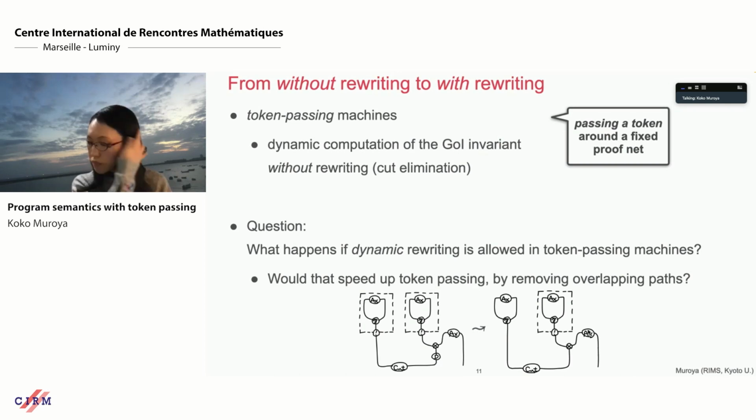So if we first do cut elimination and then do the token passing, we're supposed to get the same result. But what happens if we start token passing on this net, and in the middle of token passing, we do cut elimination and change this proof net into this proof net, and then continue token passing from there? Does that give the same result, or is this whole process even possible? That was the question I was asking a few years back.